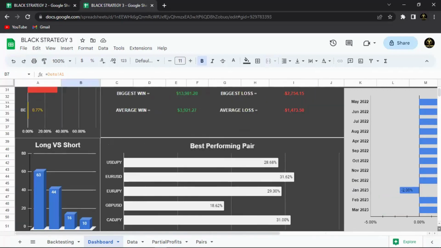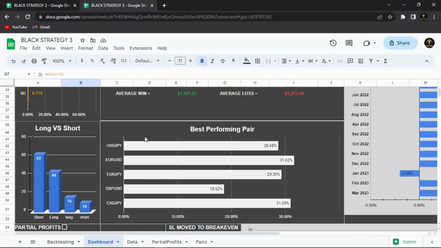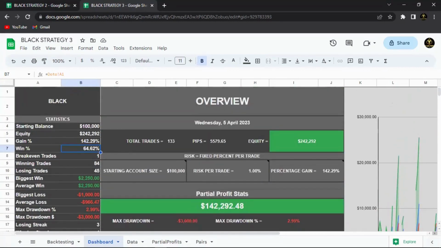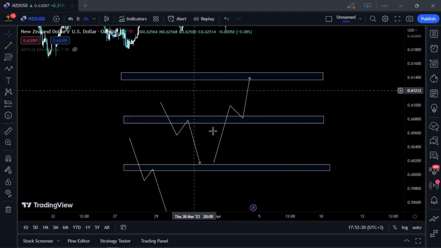And the pairs that I trade are only these 5. You can see here, I've actually customized my trading pairs. I've reduced them to only 5. So it's EUR/USD, USD/JPY, EUR/JPY, GBP/USD, and CAD/JPY. So you can see how profitable this system is. It's actually back tested with a whole year worth of data, indicating profitability at over 64.6%.